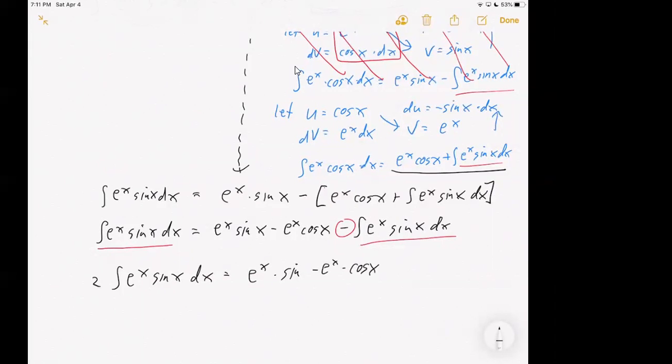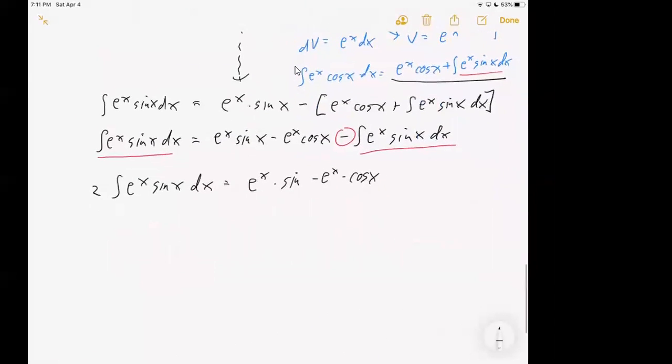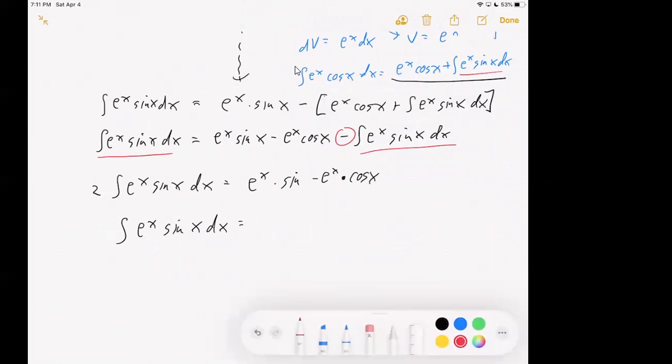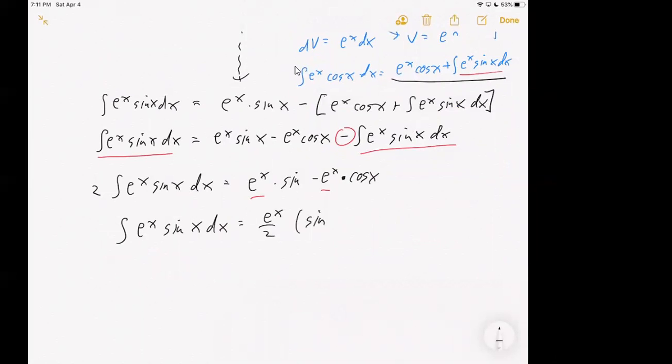Wow, okay, so we are almost to the finish line. All I have to do is halve both sides. So it's going to be a 1/2, and I'll factor. Both terms have an e to the x. So I'll factor the e to the x and divide by 2. So you get e to the x over 2, or half e to the x times sine x minus cosine x as the answer.